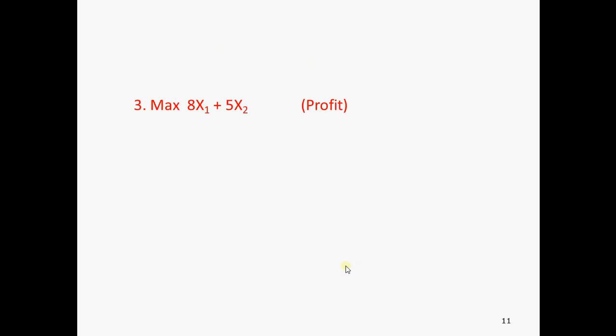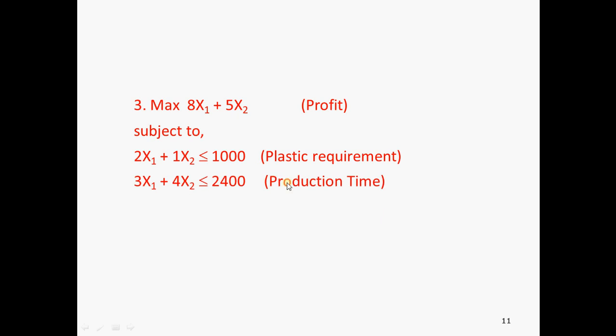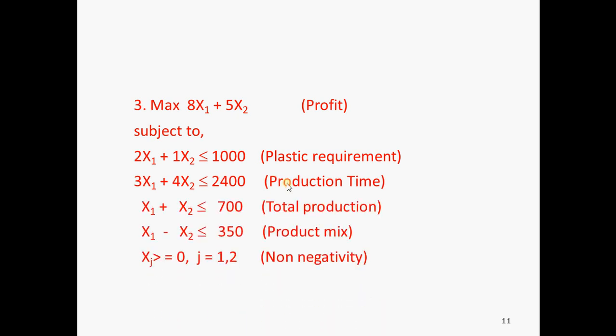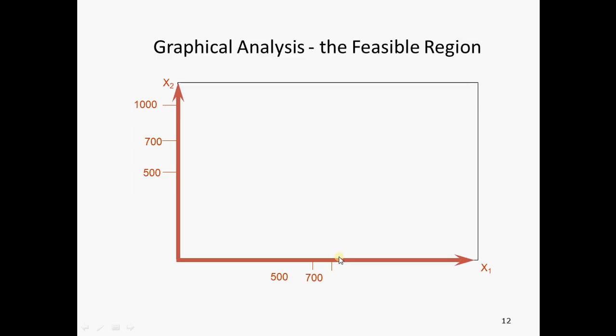Now let us take a few more problems of the same concept. Maximize Z subject to some requirements, let us see what is the change. So profit in the sense you have to maximize. These are the requirements, the constraints, I mean production time, total production. There are 4 constraints and this is a default constraint.